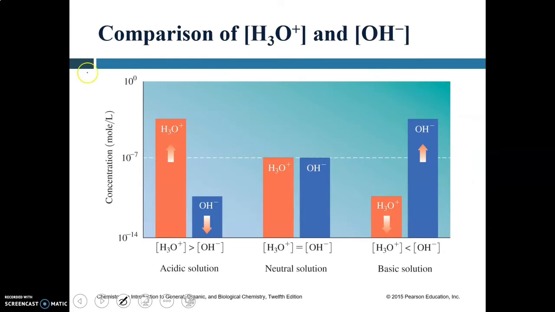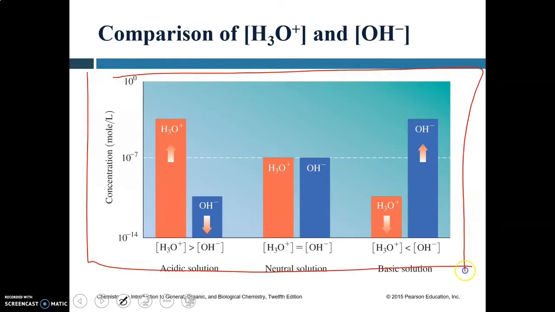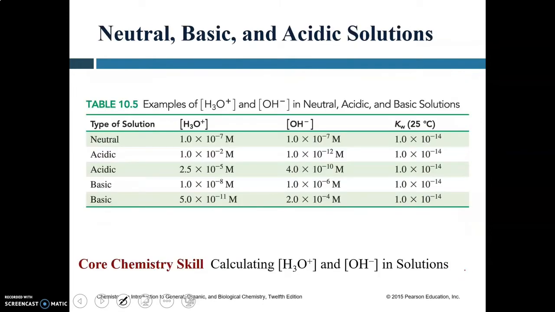So we already saw this graph. Just to summarize our observation. So now let's take a look. Neutral solution. These are concentrations of hydronium and hydroxide ion and the ion product constant for water. In acidic solution, let's say 1 multiplied by 10 to the power of negative 2. Therefore, the concentration of hydroxide ion has to be 1 multiplied by 10 to the power of negative 12 to achieve that same ion product constant of water.